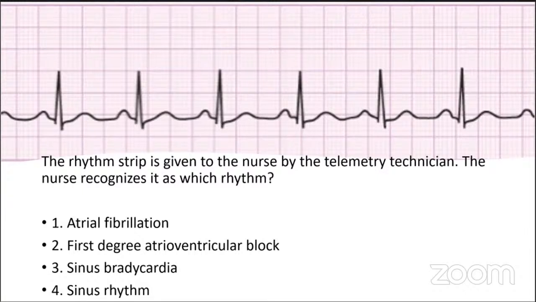Okay, now we have this rhythm strip in front of us. It's given to the nurse by the telemetry technician. The nurse recognizes it as which rhythm? Again, would this be atrial fibrillation?